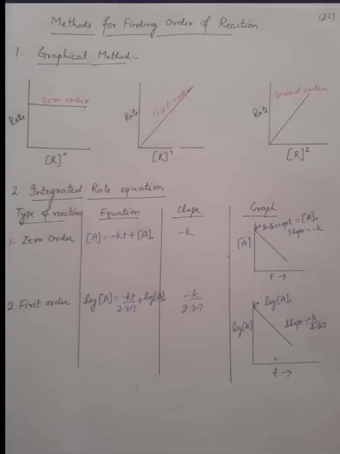Good morning students. Today we will start a new topic, that is methods for finding order of reaction. The first method is graphical method. This method is applied for the reactions which have only one type of reactant.